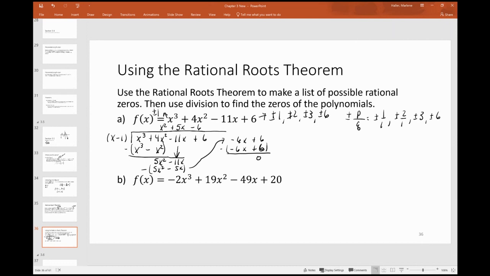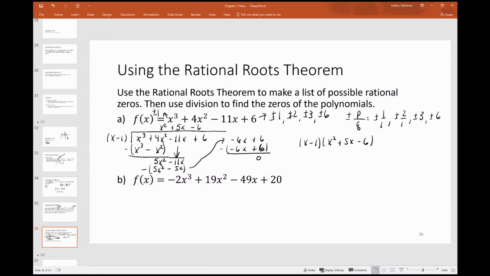All right, so we did that long division. What did we have left? Well, we had x minus 1 times x squared plus 5x minus 6.